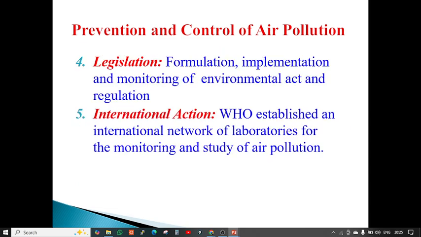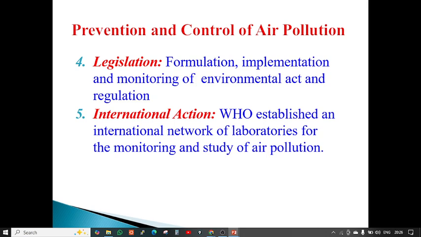Then legislation, formulation and implementation of monitoring environmental act regulations. That means courts and laws should be made to regulate emissions. On roads, you may see some bikes and taxis releasing a huge volume of black gases, and that should not be there. And under the environment pollution control act, you should regularly check your PUC, that is, pollution emissions.